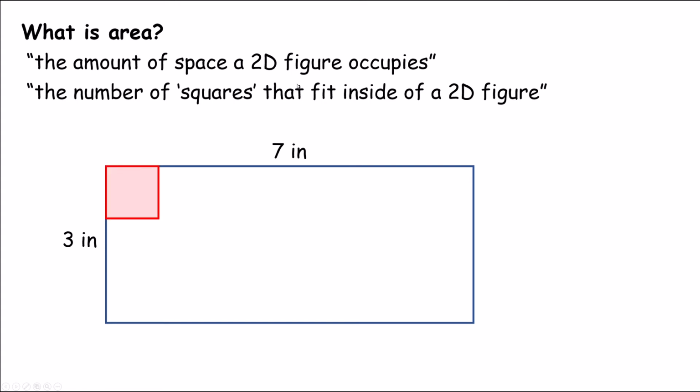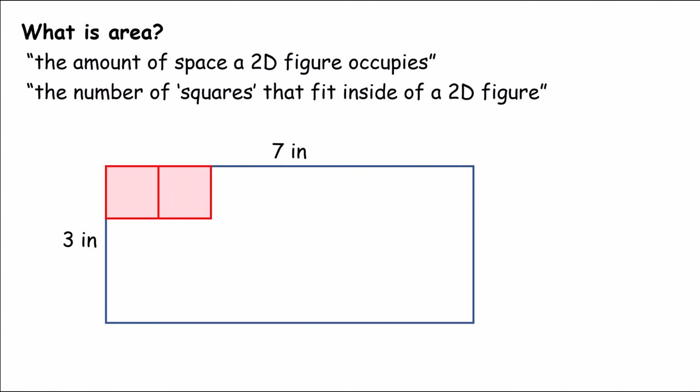So what I'm going to do is I'm going to start off with this. This is a square inch. I know it's a square inch because it is a square and it measures 1 inch in both directions. 1 inch long, 1 inch wide, so we call it a square inch. And when we're talking about area, we're always asking ourselves how many squares would fit inside of this shape.